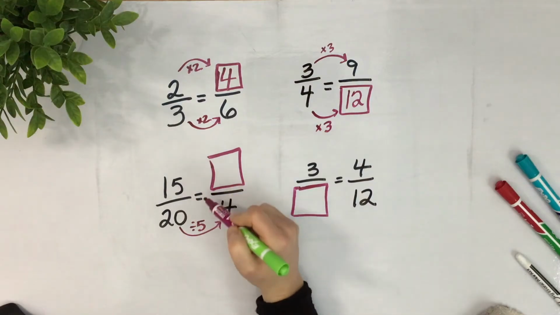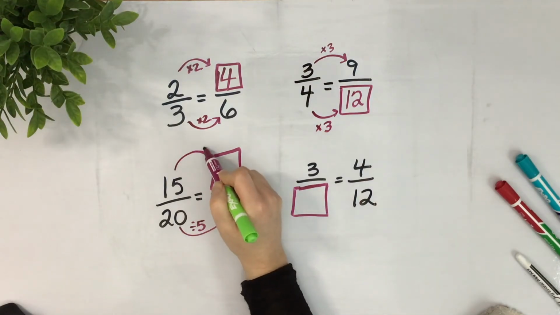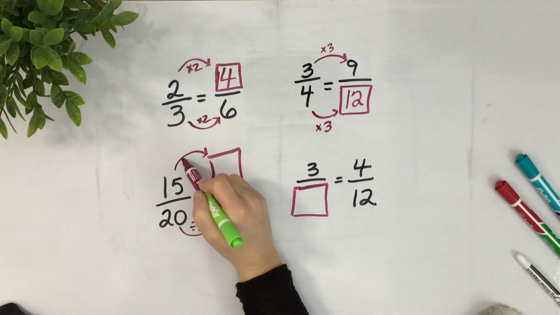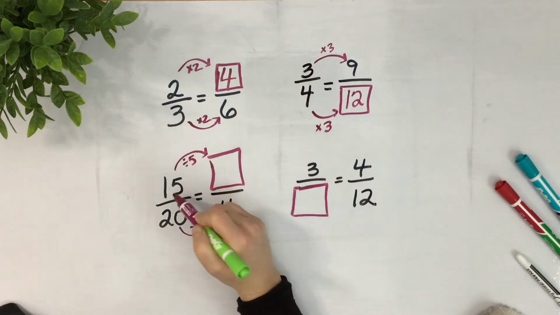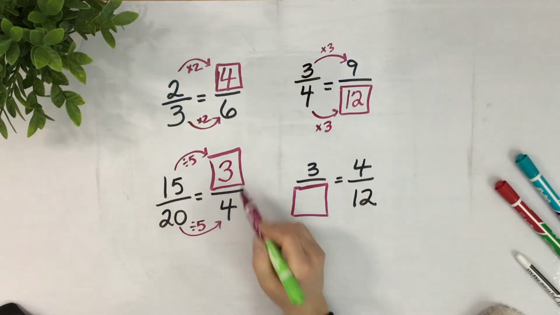So you can think multiplication in your head in order to figure out the division. Okay, so since I divided my 20 by 5, I must divide my 15 by 5. 15 divided by 5 is 3. So 15 over 20 is equal to 3/4.